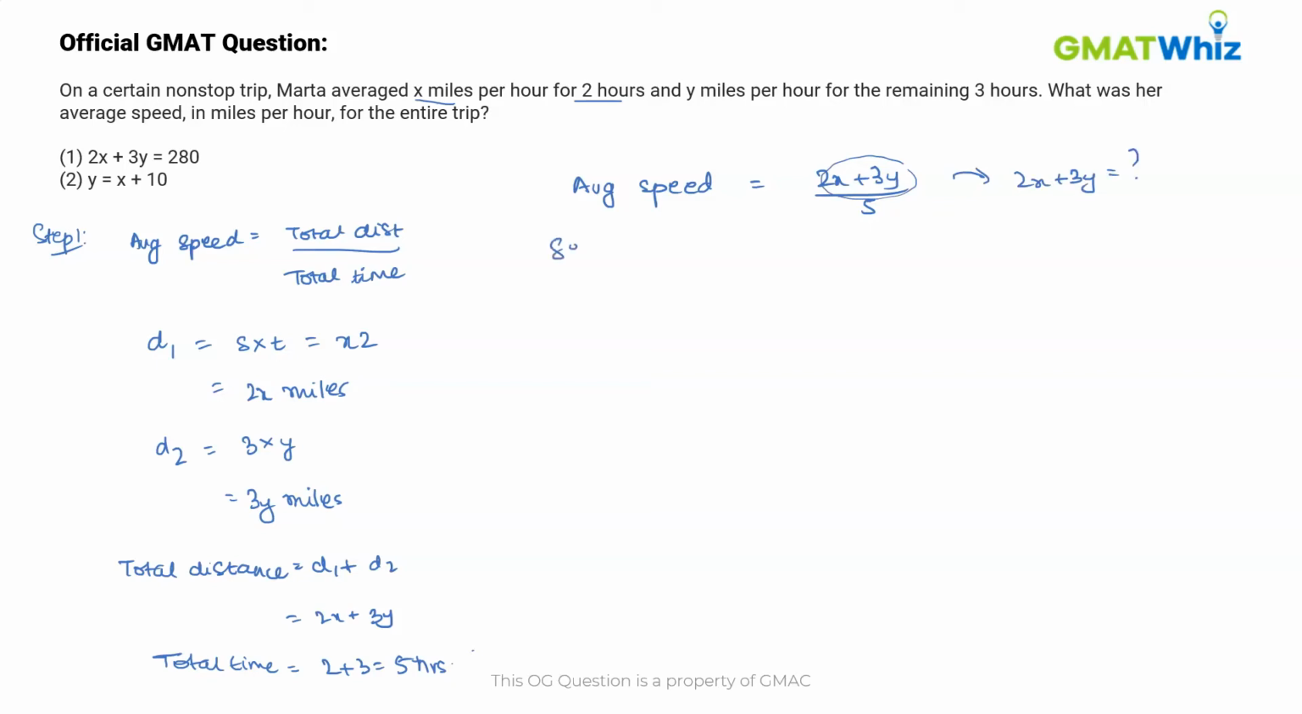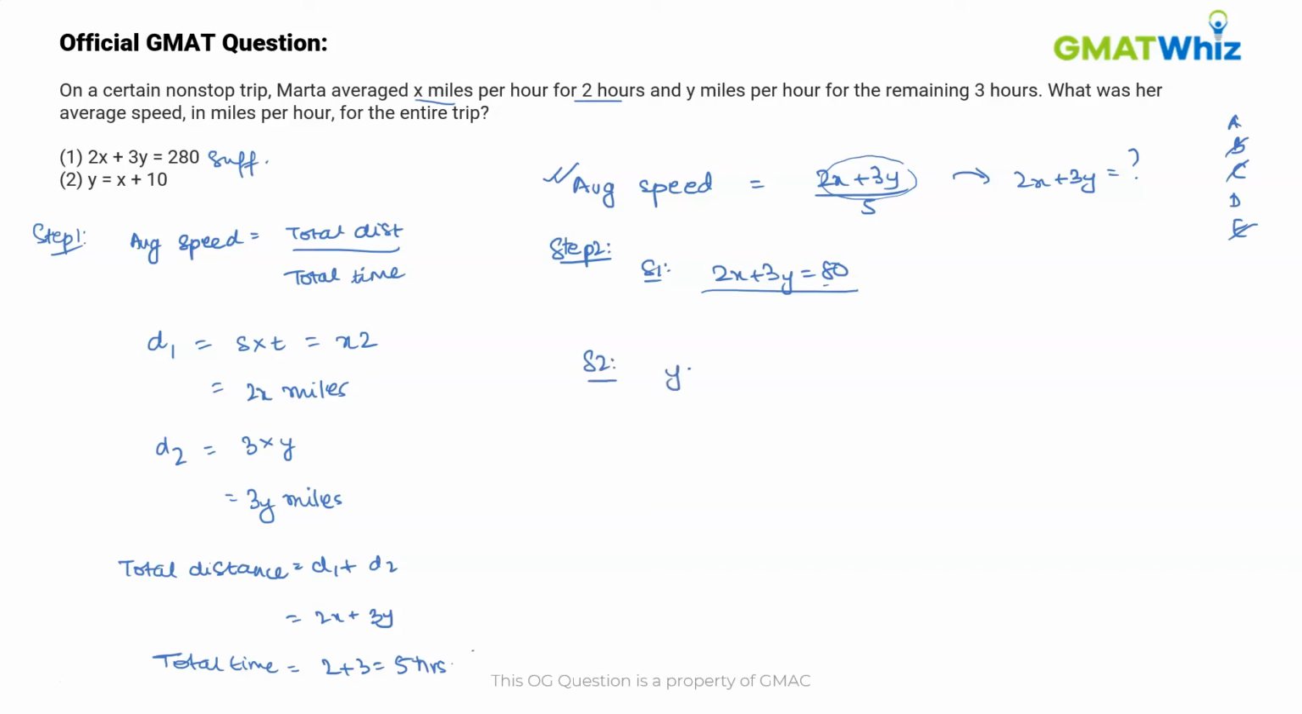Now let's move on to step 2 and analyze statement 1. Statement 1 tells us that 2x plus 3y equals 80. Now this is exactly what we were looking for. So when we substitute the value of 80 in the equation here, we can find the value of average speed. Again, we don't have to find the value of the average speed, we just know that this statement is sufficient to answer the question. Hence, out of the given options, we can eliminate options B, C and E, since statement 1 is sufficient.